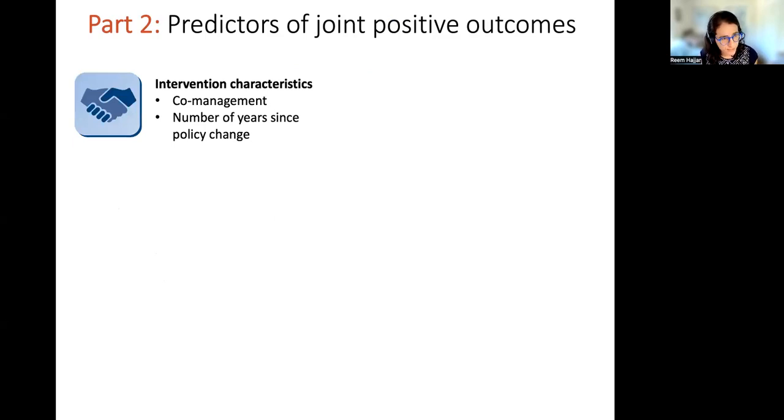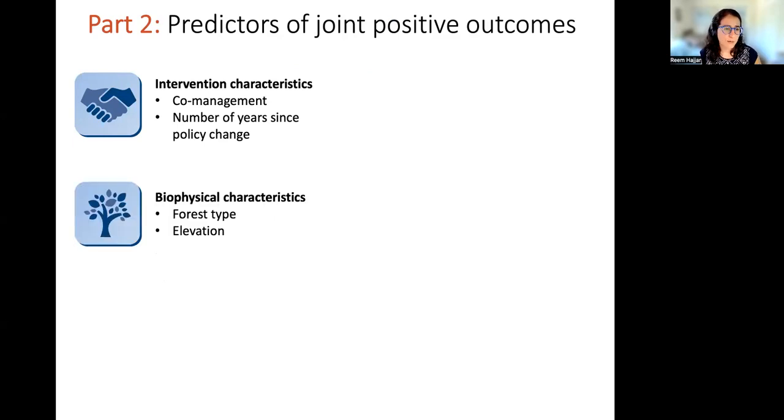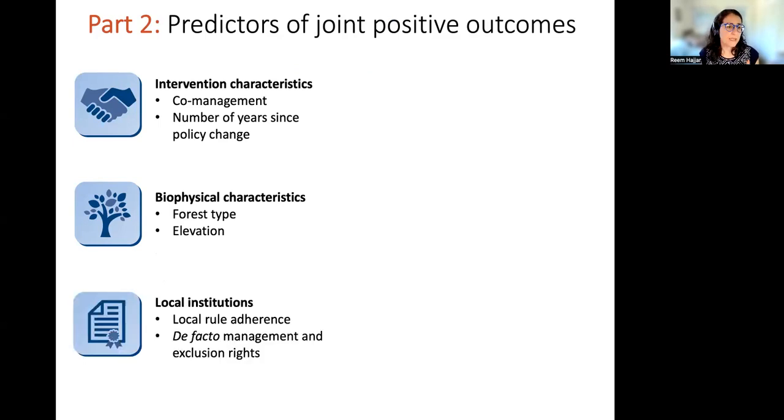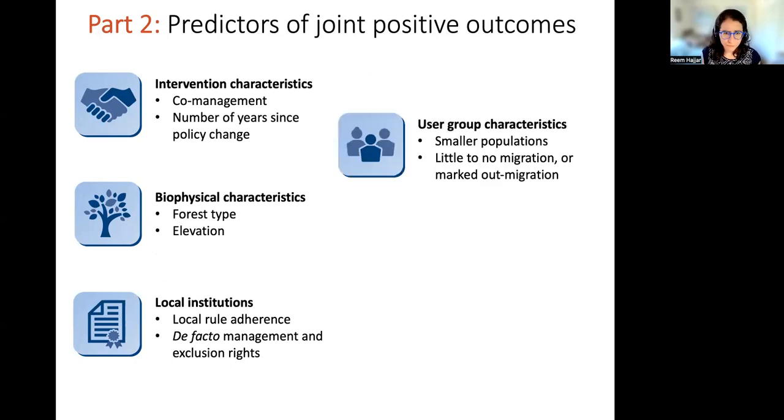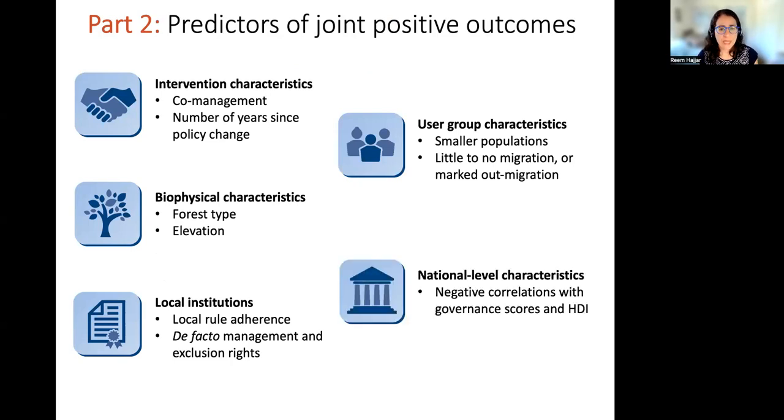of different characteristics of interventions that led to positive joint outcomes, a couple of biophysical characteristics, and this has been less of a focus in the literature, a couple of local institutional factors, and this has been more of a focus in the literature. Different user group characteristics are associated with better outcomes. And then also kind of new to the literature is that different national level characteristics were associated with different outcomes.